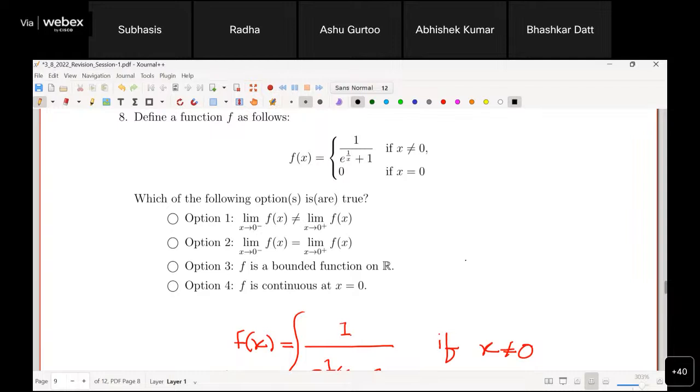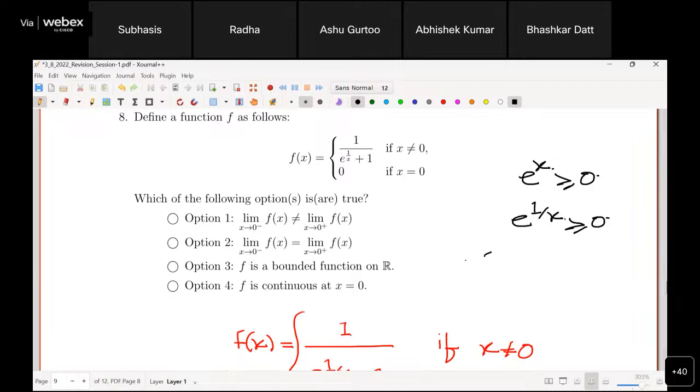So you can see e power x is always greater than or equal to 0. So e power 1 by x is also always greater than or equal to 0. I'm just changing the notation, that's all. If x varies over all reals, 1 by x also varies over all reals. I'm not writing anything else.